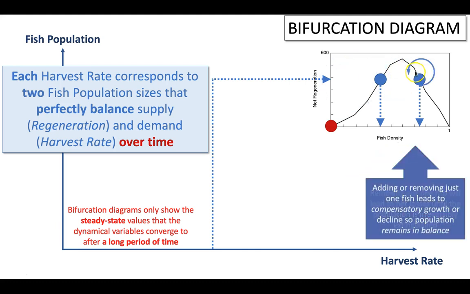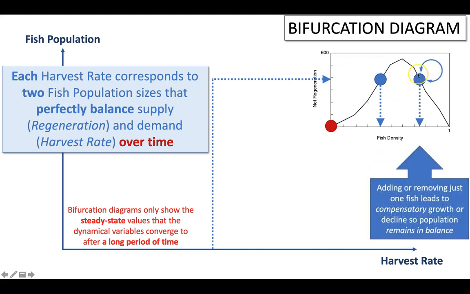And if we pop out and start thinking about a similar analysis for this upper equilibrium, if I'm sitting at this higher density or this higher population, if I add one fish, due to high competition for food among the fish, each individual fish will have a harder time finding food, and the regeneration rate will actually decline. That will end up being a lower regeneration rate than the harvest rate, which will cause the slightly larger fish population to then decline back down to its original levels where they were in balance with the harvest rate.